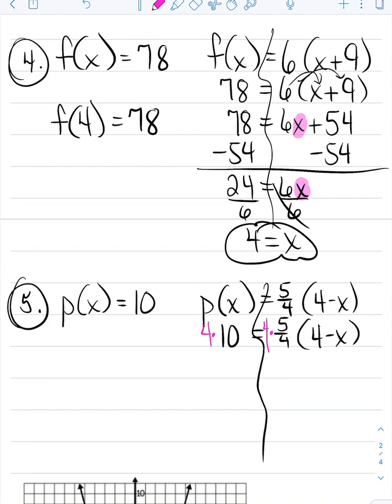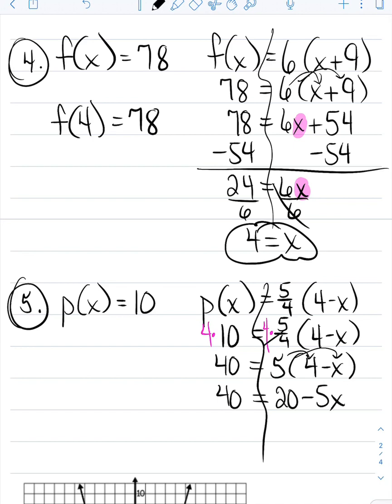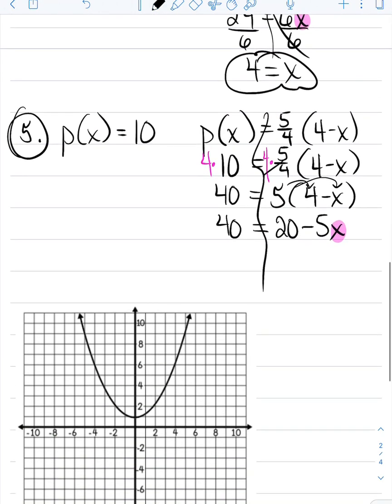If you'll recall, we have a strategy where we can get rid of that fraction. So I'm going to multiply by the denominator of 4. That gives me 40 equals 5 times (4 minus x). Now I notice the distributive property, so I'm going to say 40 equals 20 minus 5x. Now I want to isolate that variable.